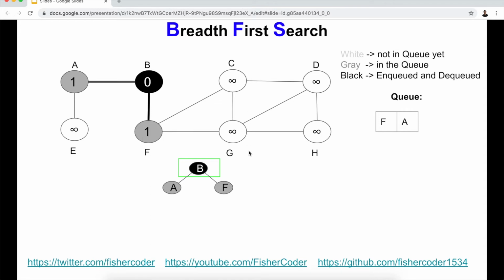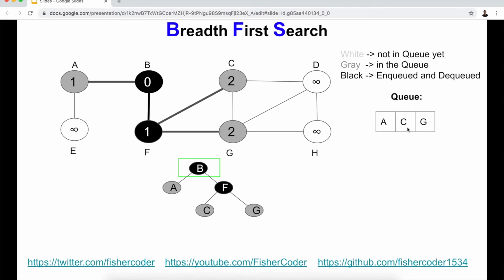Again, it doesn't matter G and C or C and G. So we put C and G into the queue and we have de-queued F. So after we de-queue F, F is marked as black. Then we put C and G into this queue. Okay, now what's next to be de-queued? First in, first out queue. Next one to be de-queued is A.